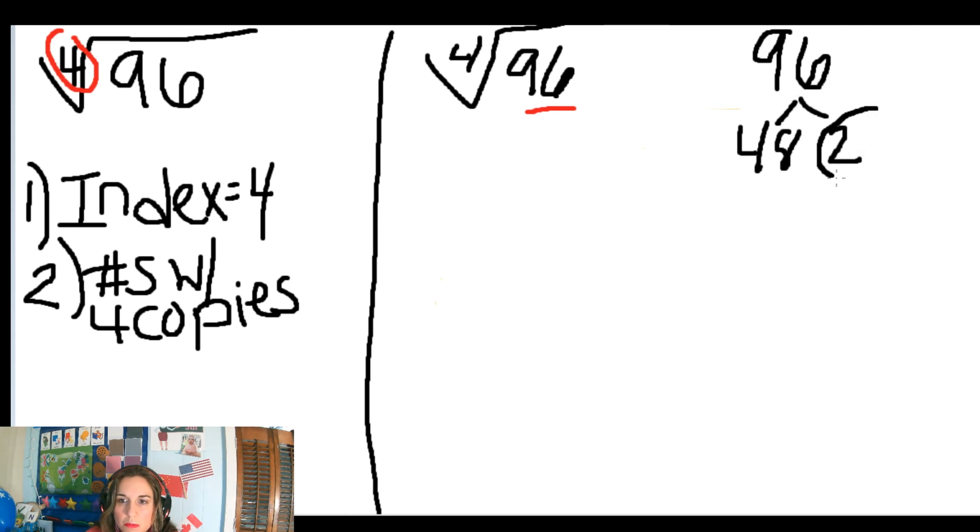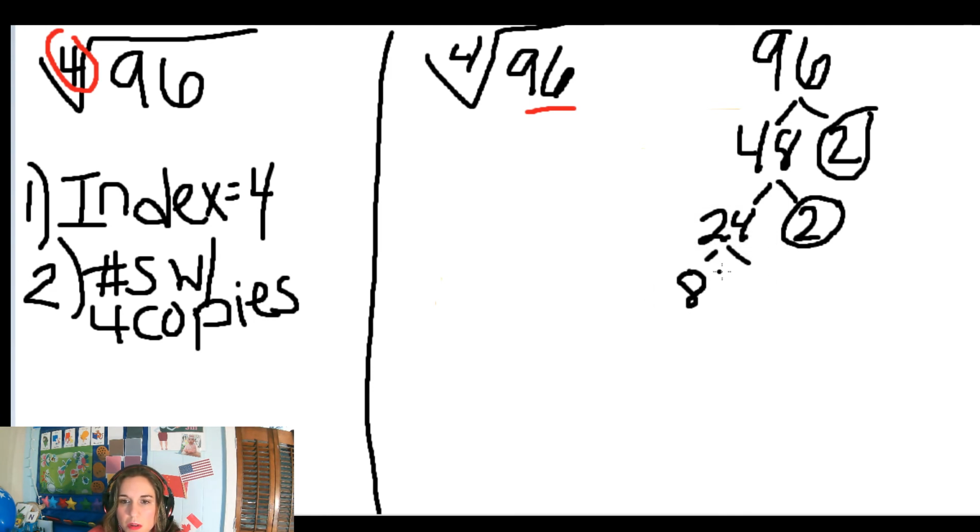2 I know is prime, so I'll circle it. 48 is not, so I need 2 new factors of 48. How about 24 and 2? 2 I know is prime, 24 is not, so I need to keep going. How about 8 and 3? 3 I know is prime, but 8 is not. So how about 4 and 2? 2 I know is prime, 4 is not.